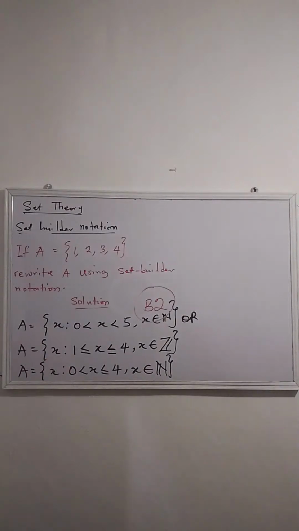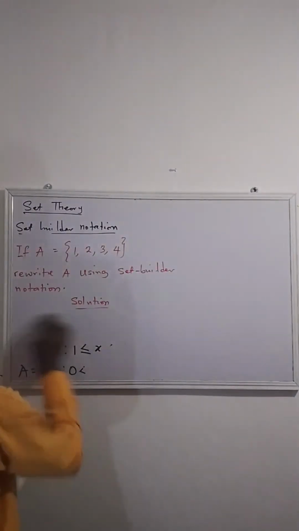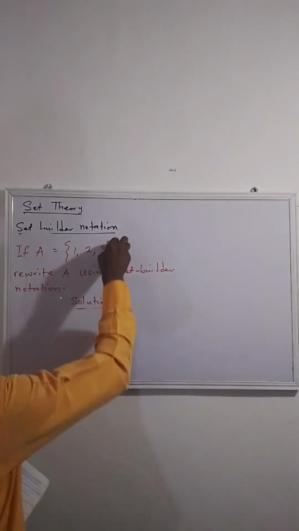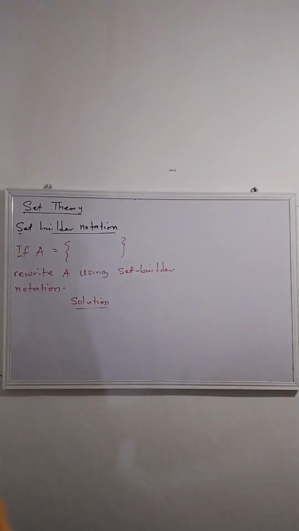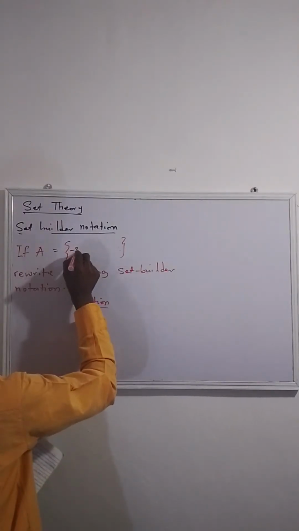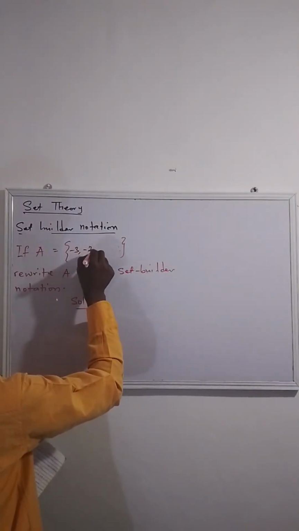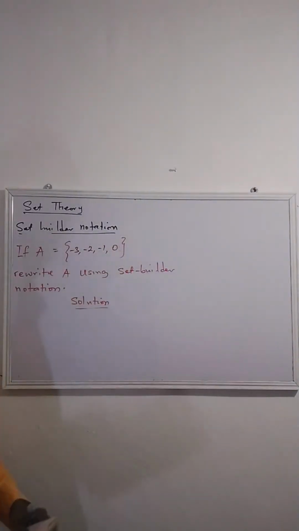All right, now let us look at another one just to be sure that we have gotten this. Let's look at another one. I'll just change the values we have here. Now suppose these numbers are -3, -2, -1, 0.